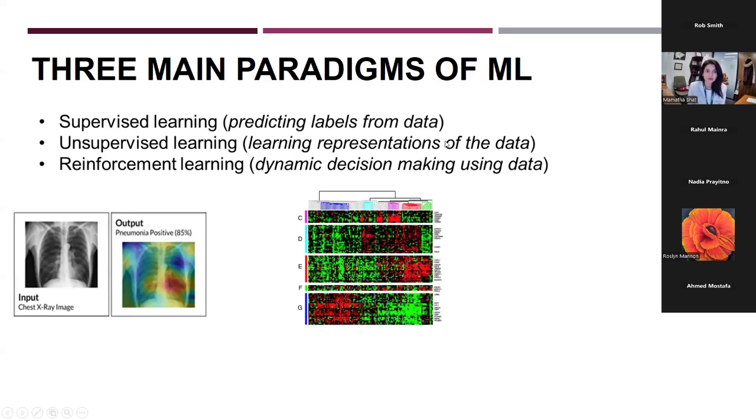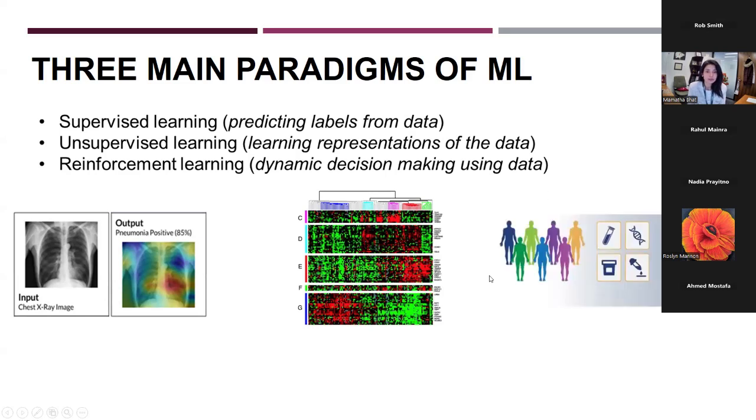Unsupervised learning refers to learning representations of the data without having labels assigned to that data. And so this is to create new categories of the data. You can have, for example, new subtypes of liver cancer detected on the basis of transcriptomic data.